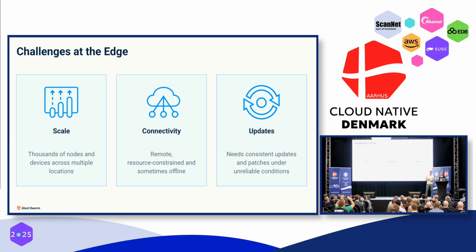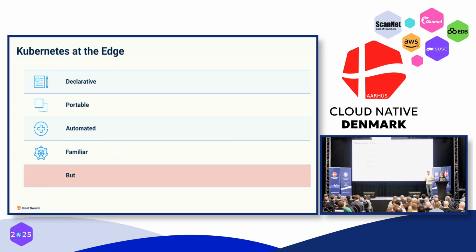However, we still need to be able to patch our devices consistently and keep them updated. And Kubernetes already solves most of these challenges in traditional IT environments by being declarative, as you know. So you have a declarative API, you specify a desired state, the system will make it real. It is portable, as in you can run the same applications, whether you run in the cloud or at the edge, in our case.